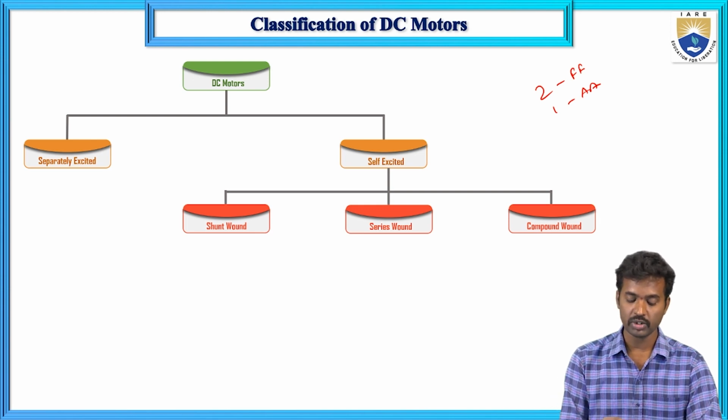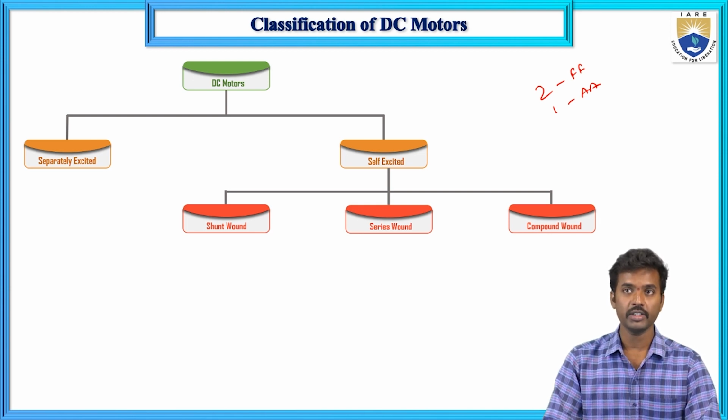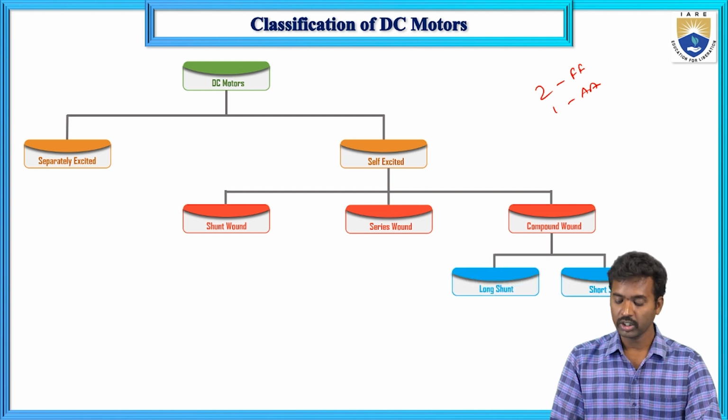Now here, three types of self-excited DC motors: shunt, series, and compound DC motor. Compound wound DC motors are again classified into two types: long shunt and short shunt DC motor.